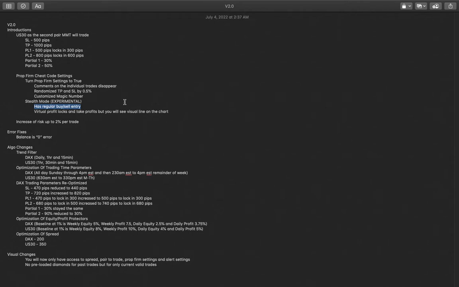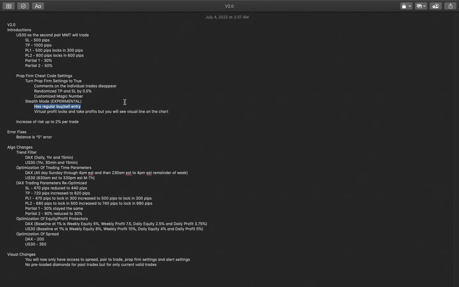All right. Now, what you will be able to see is lines on the chart that represent your stop loss being moved up into profit. All right. But the actual orders won't be sent. So when the actual stop loss is moved into profit, that is an order.